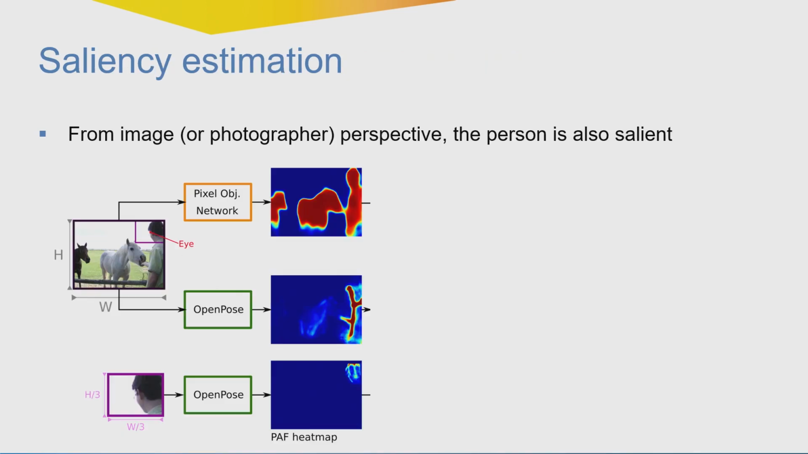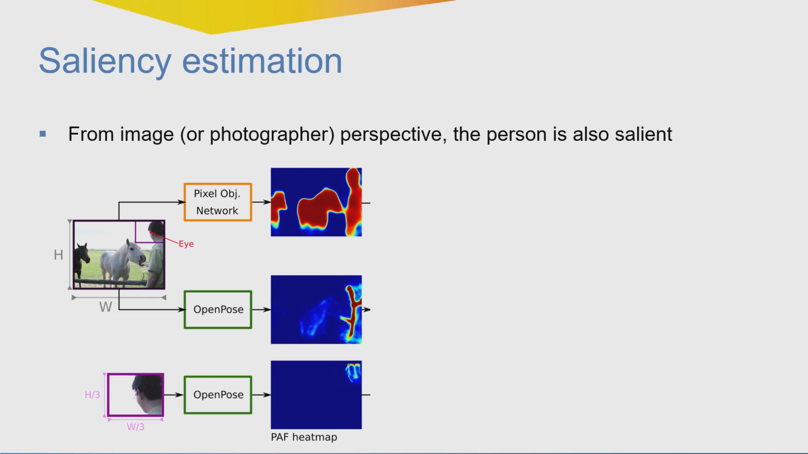But then the thing is, if you just get your image run through this pixel objectness network, the person itself that you want to evaluate the gaze from will also be salient. So you need to get rid of the person in this saliency map, to go from the image perspective of what is salient to the perspective of the person itself.